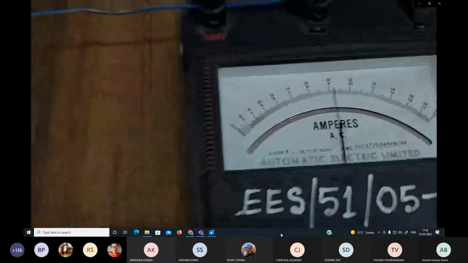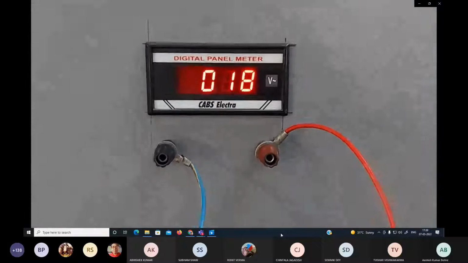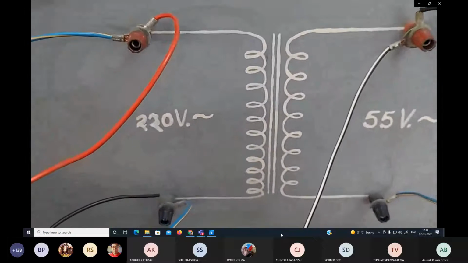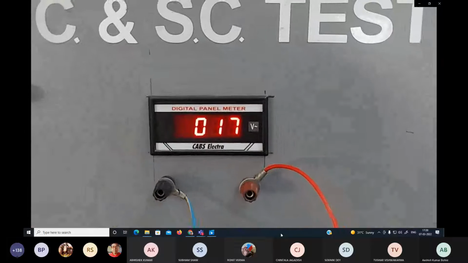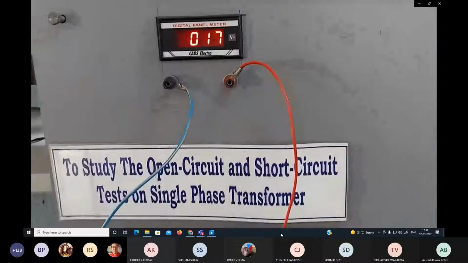Now it has reached 18 ampere, so it is approximately the full load current. For that full load current, the required primary voltage is 18 volt, which is a very small value compared to the full rated value of the primary winding, that is the 220 volt winding. So 18 or 17 is very less, and it comes under the range mentioned in the manual.